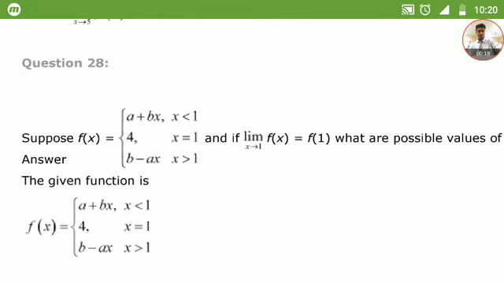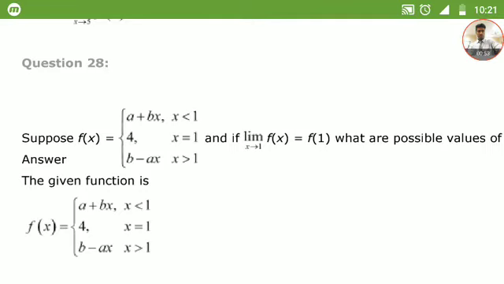So question number 28 says that a function has three values for x less than 1, equal to 1 and greater than 1. And if limit x tends to 1, f of x is equal to f of 1, what are the possible values of a and b you have to calculate. So first you know that if limit x tends to 1, f of x is equal to f of 1, therefore left hand limit and the right hand limit both will be equal to f of 1, okay, for the limit to exist.